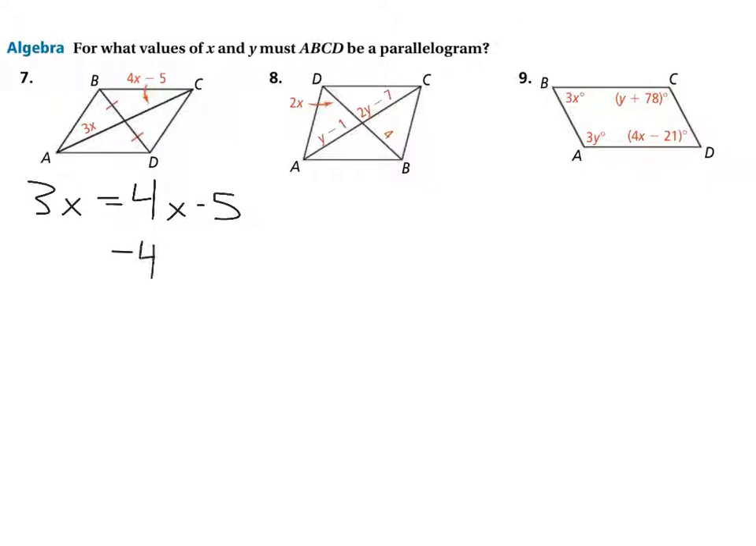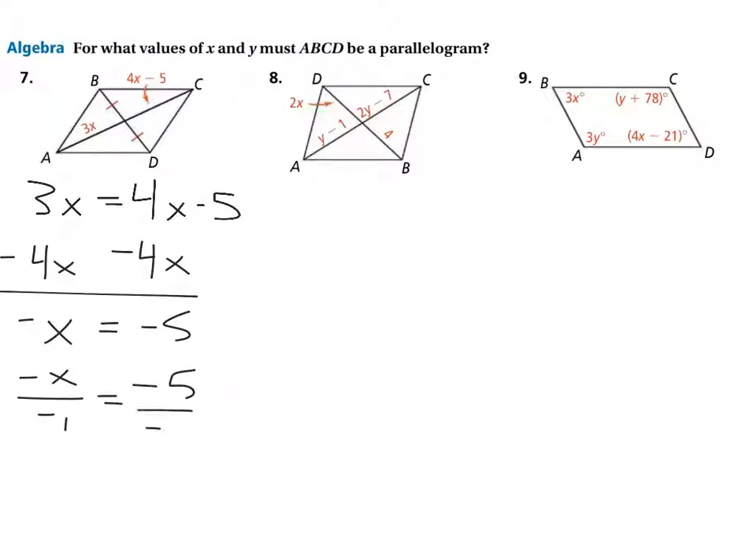Minus 4x, minus 4x, and we get negative x is equal to negative 5. And if we divide by negative 1, which is the coefficient of x, then we get x is equal to 5, as we saw we would get, because one more x means it's added some amount. We subtract 5 to compensate for it. So that's number 7.